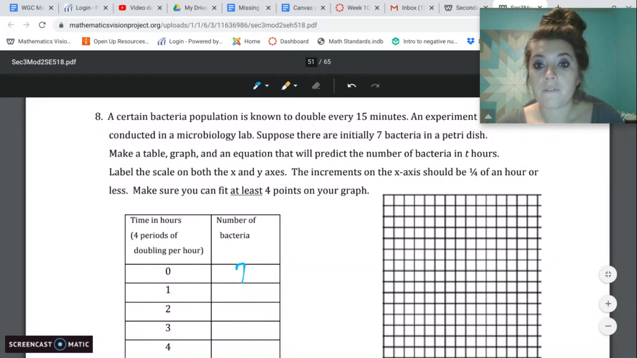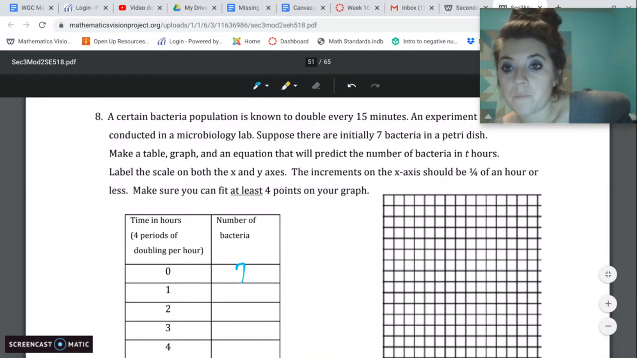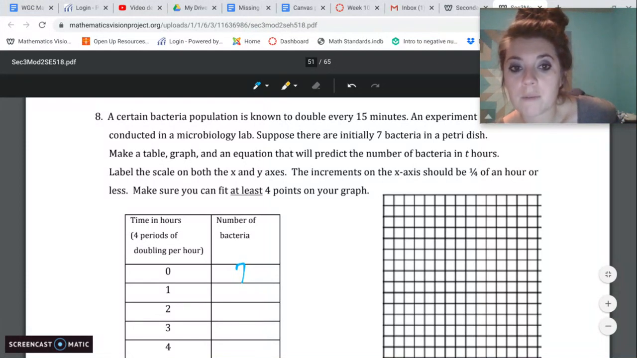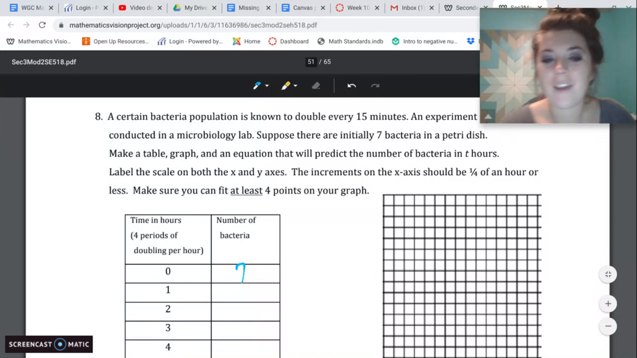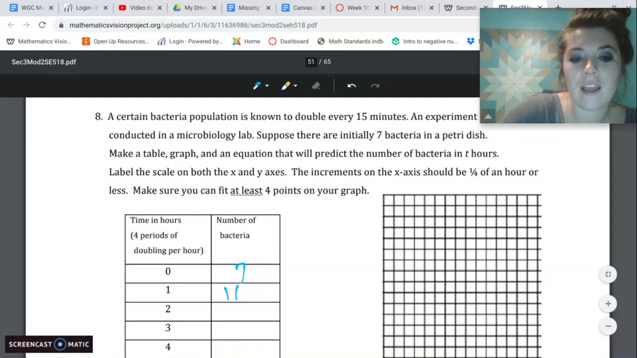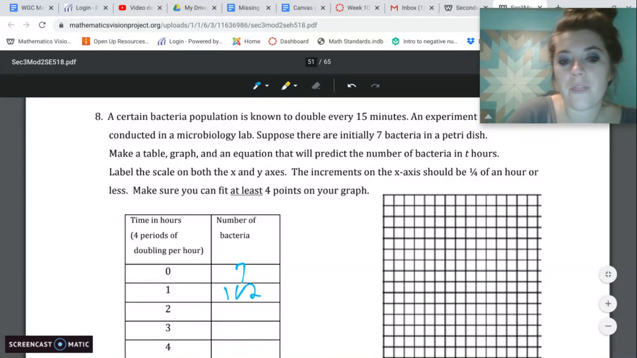So if it doubles every 15 minutes, 7 and 7, that's going to be 14. Doubles again, that's going to be 28. Doubles first 15 minutes. Okay, we'll get up to 112. Then we're going to go to the next hour, which is going to be 1,792. Notice we have some very large values here.